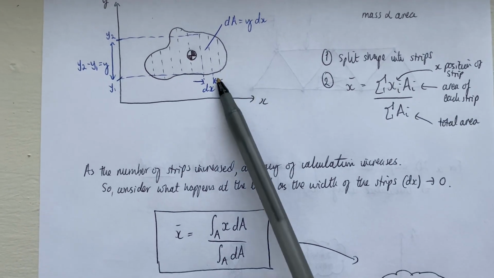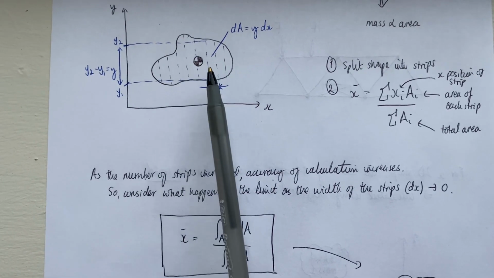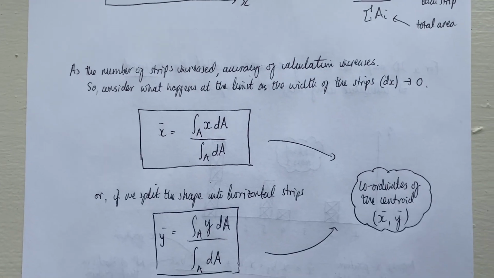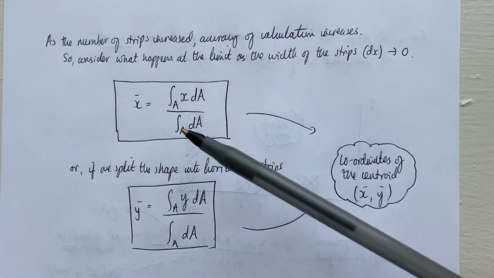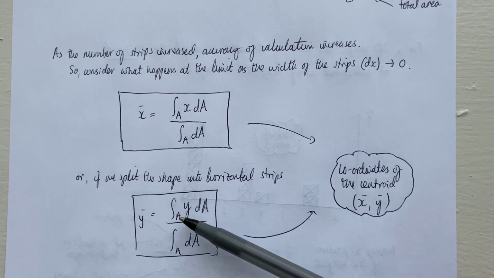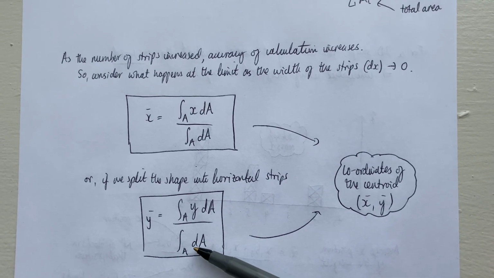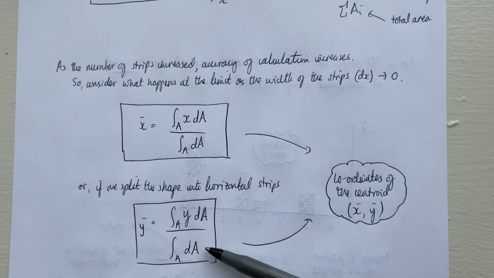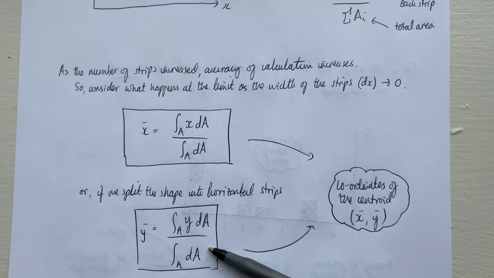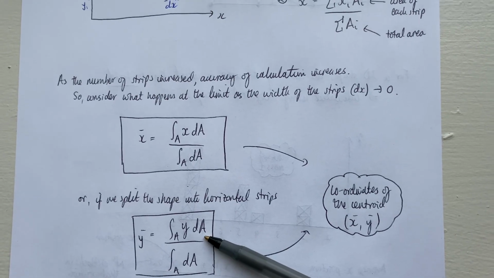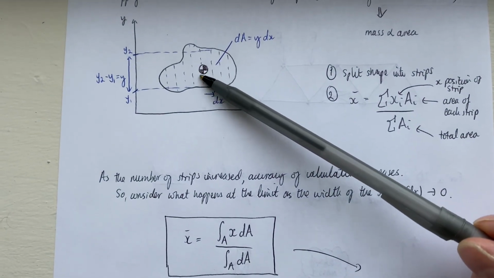Or, if we decide to split our shape into horizontal strips, we can find the y-coordinate of the center of mass, y bar, as the integral over A of y dA divided through by the total area, which is given by the integral over A of dA. And together, these two things, x bar and y bar, give us the coordinates of the centroid of that shape, which is going to be here somewhere, right?